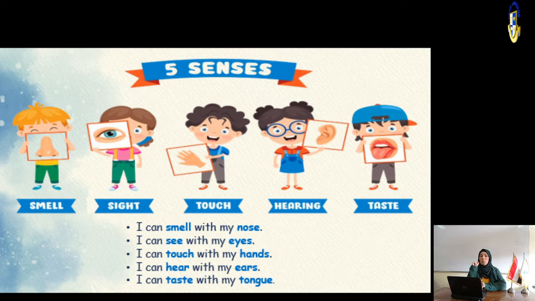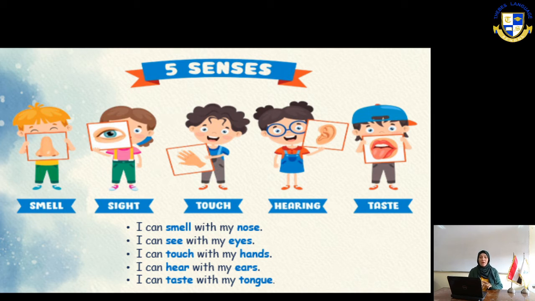Again, we can smell with our nose. We have sight in our eyes. And we can touch with our hand. We can hear with our ears. And we can taste with our tongue.